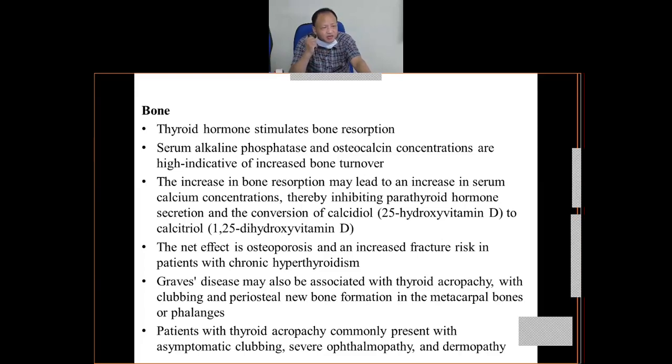Acropathy is a dermopathy which you get in Graves' disease. Usually, the term can also be called thyroid acropathy. Here you will get clubbing. So you should remember that clubbing also can be seen in Graves' disease. Periosteal new bone formation in the metacarpal bones and phalanges. Patients with thyroid acropathy commonly present with asymptomatic clubbing, severe ophthalmopathy, and dermopathy.